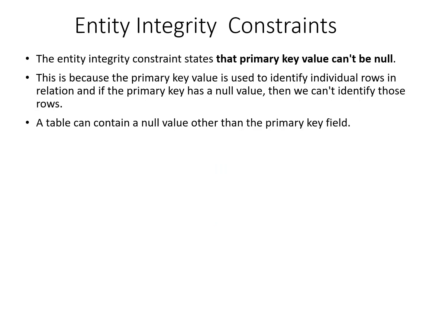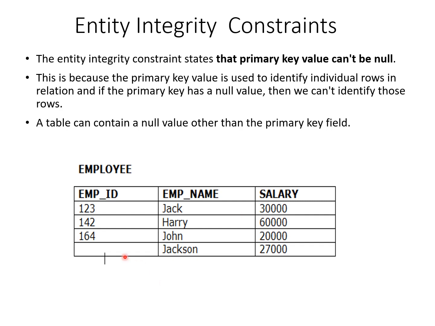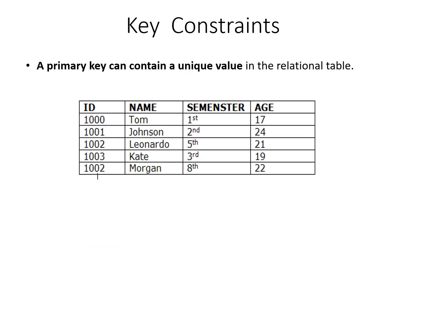Then comes the entity constraint. The entity constraint is nothing but that the primary key cannot be null. But here the primary key is null. So this is an issue, and this issue will cause an entity integrity constraint violation. And now comes the key constraint. The key constraint is again that your primary key cannot be repeated, or it has to be unique.